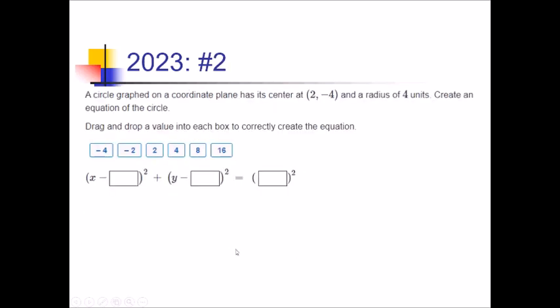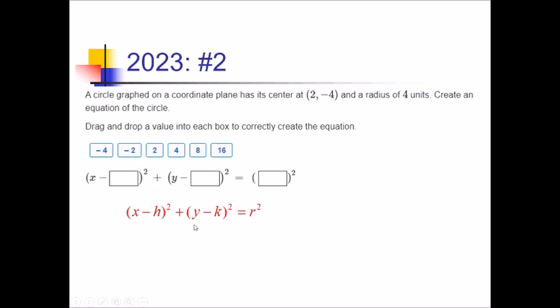On this problem, we're told that a circle graphed on a plane has a center at (2, -4) with a radius of 4, and we're being asked to give an equation for the circle. Now, they already kind of gave you the basic form here. They just wanted you to drag and drop some numbers into these boxes to make this all true. But it helps if we remember the general formula for the equation of a circle. That's going to be (x minus h) squared plus (y minus k) squared equals the radius squared, r squared.